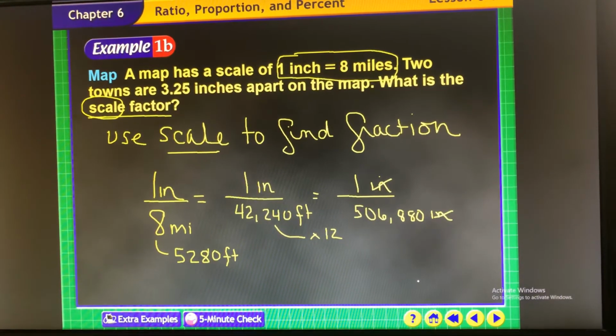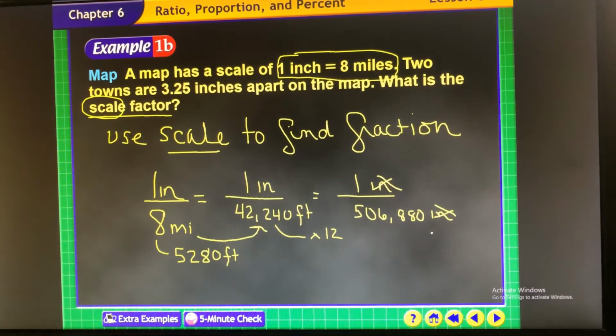Now scale factor, cross out the words, and your fraction is all you need. So scale factor, you're using the scale, simplifying it to a fraction. You can't simplify a fraction unless you can cancel the words. You can't cancel the words if the units are different. And I have inches and miles. So first I converted it to feet, then I converted it to inches, and then I was able to cross the words out. And so my scale factor says it is 1 over 506,880 times smaller is what it's saying.